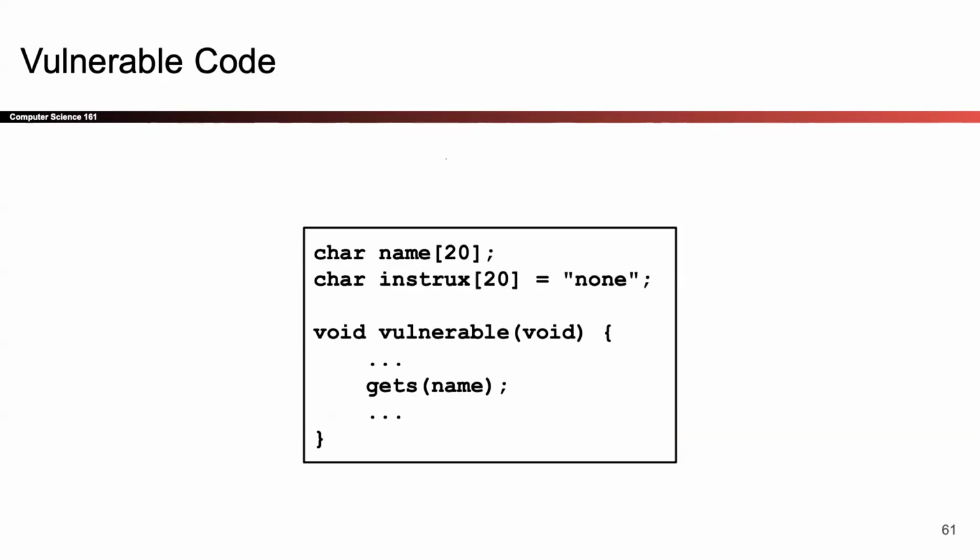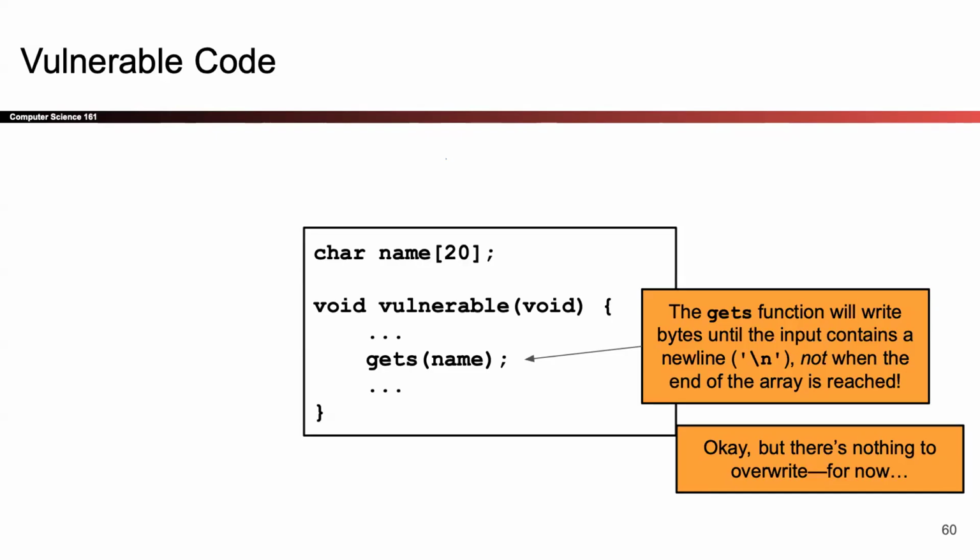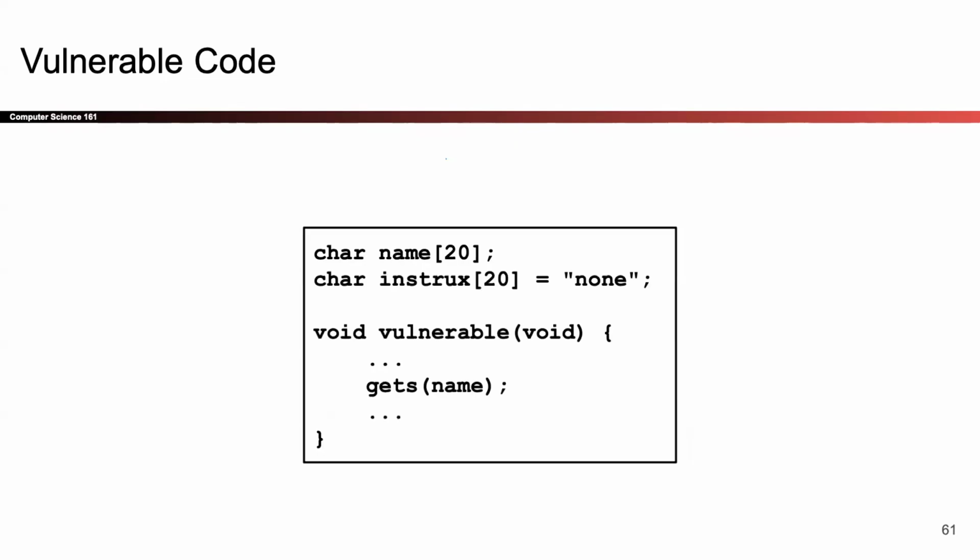That was a bad example because maybe there was nothing really stored in memory after name, so maybe not much harm done. If there's nothing in memory after name and you start overwriting unused memory, who cares? But let me give you a slightly better example that gives you some intuition. Suppose there is something else stored in memory right after name.